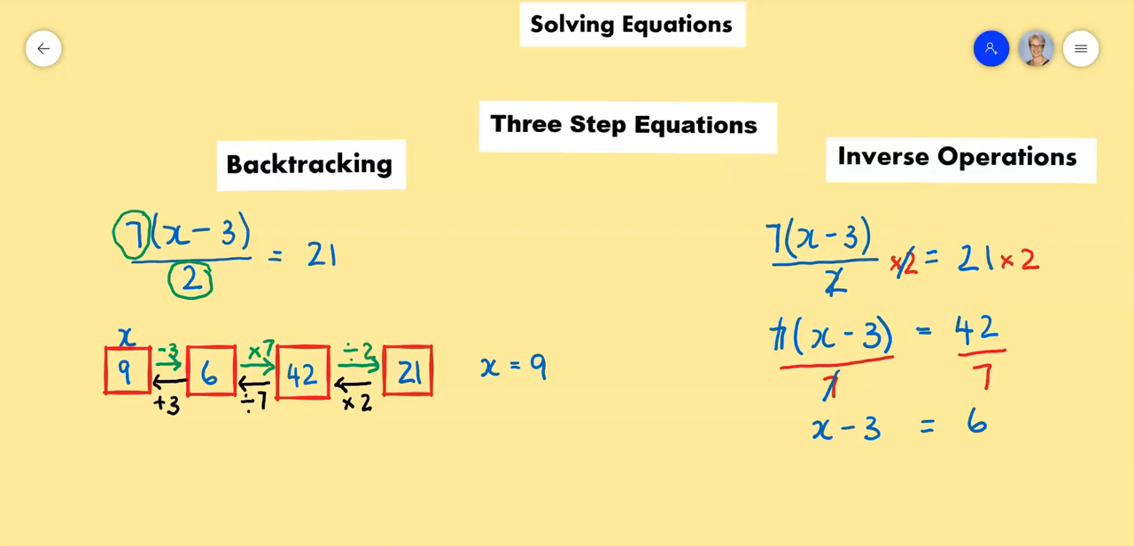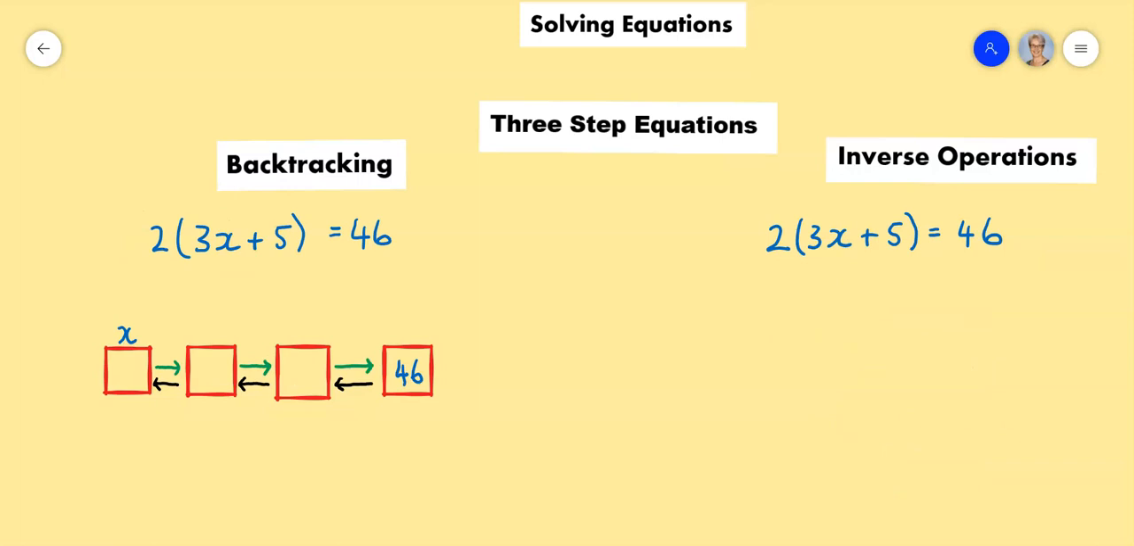Now, the last thing we had to do to undo our equation was to add 3. So we're going to add 3 to both sides. Minus 3 and plus 3 will cancel out, and I'm left with x is equal to 6 plus 3, which gives us 9. The same solution that we got when we were using our backtracking.